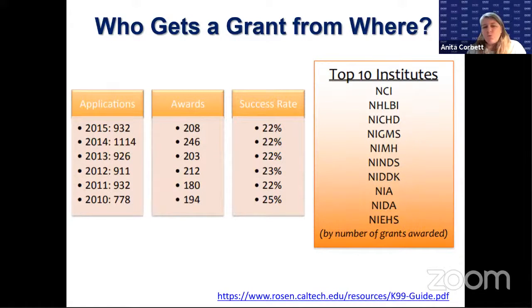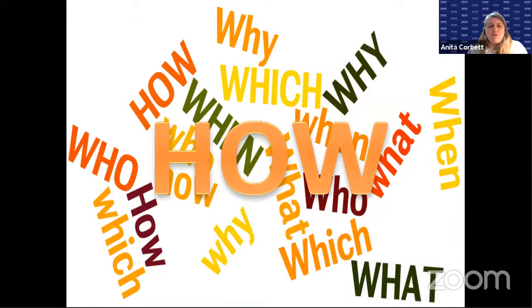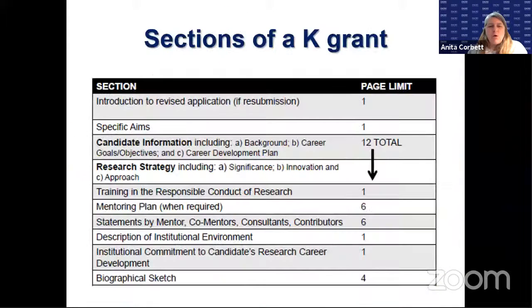And so back to, who gets these grants? What kind of success rates do they have? These are some numbers from a little further back, but you can see that the success rate, which is a little different than the pay line, this is in the end who actually gets funded, is somewhere in the low 20%. And you can also see the particular NIH institutes that tend to support these types of grants, with NCI being up at the top.